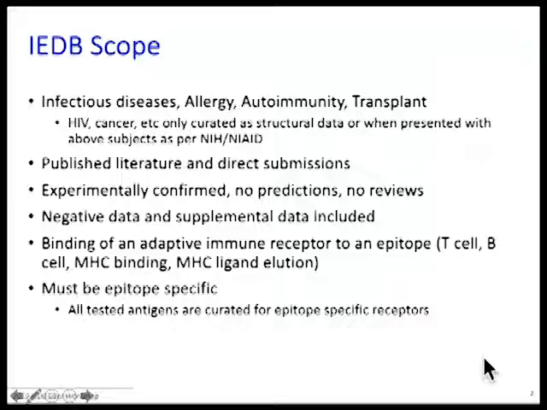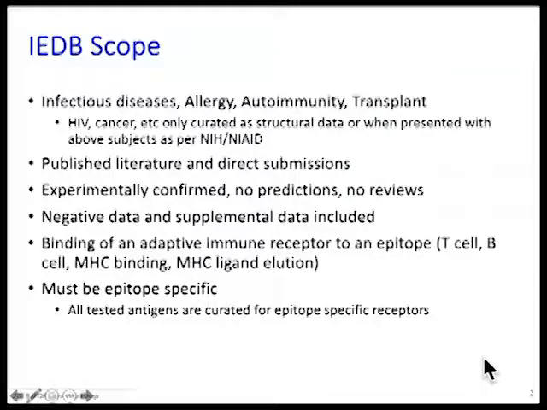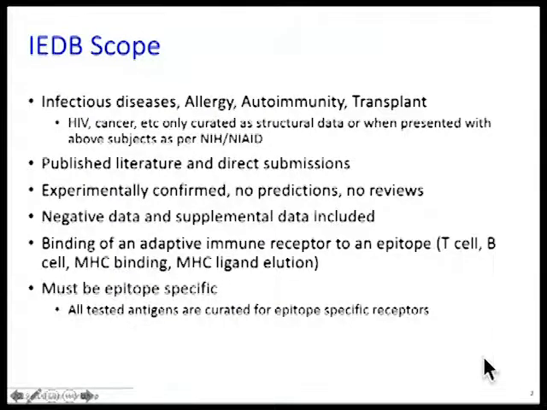And then, as Nima mentioned, we have primarily data from the literature, but we also take direct submissions from the submission community. And all of the data in the IDB is experimentally proven. We don't take predictions, and we don't add data that was published previously and just as in a review article. We take the original published experimental data. So this data is very verified in that it was done in an experiment, and then it was published and went through a review process.